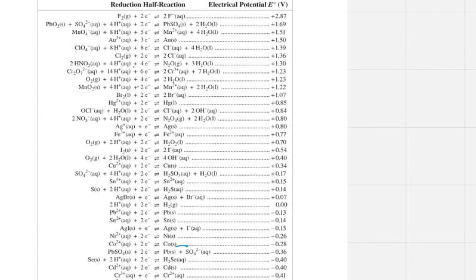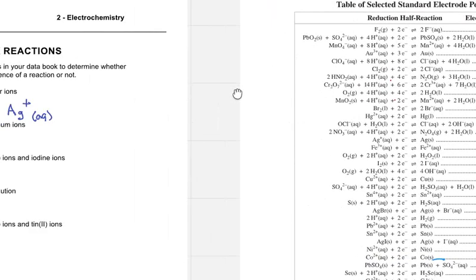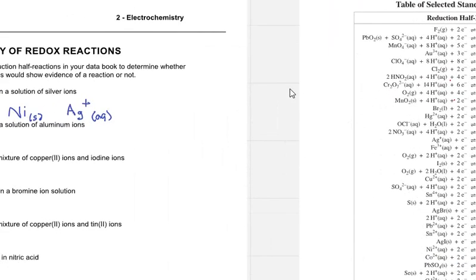So let's get good at this. For the nickel metal and silver ions, we can say that reaction is spontaneous. Next one is zinc metal in aluminum ions.